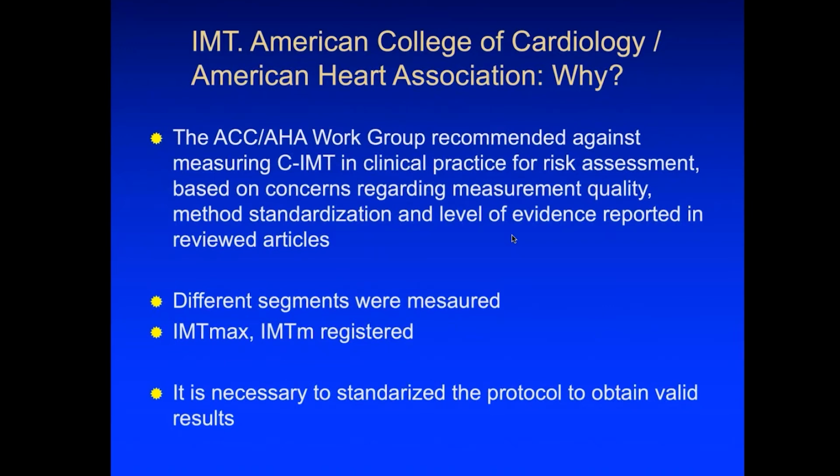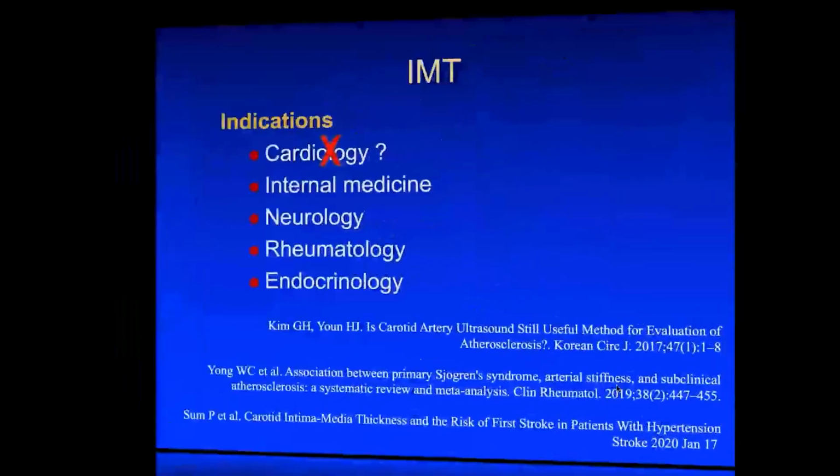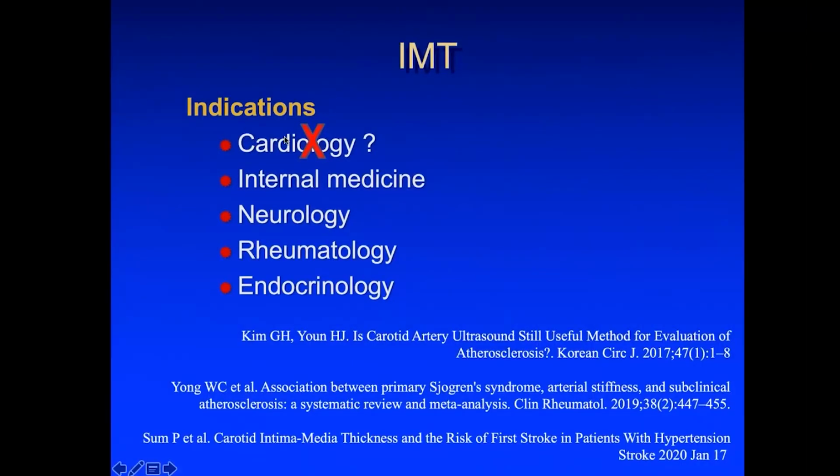So they found different segments were measured. They found different kinds of measures, maximum IMT, mean IMT. So it is necessary to standardize the protocol to obtain valid results. That's the reason why in 2013 they made this recommendation. But somehow it is kind of controversial, because although the cardiologists say it is not necessary, don't do it, many other physicians from other specialties request the IMT value. For example, in neurology, in rheumatology, not in cardiology.